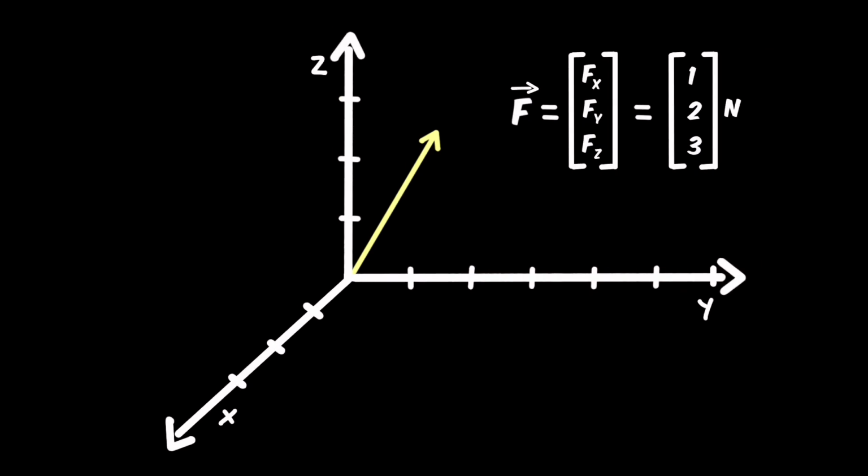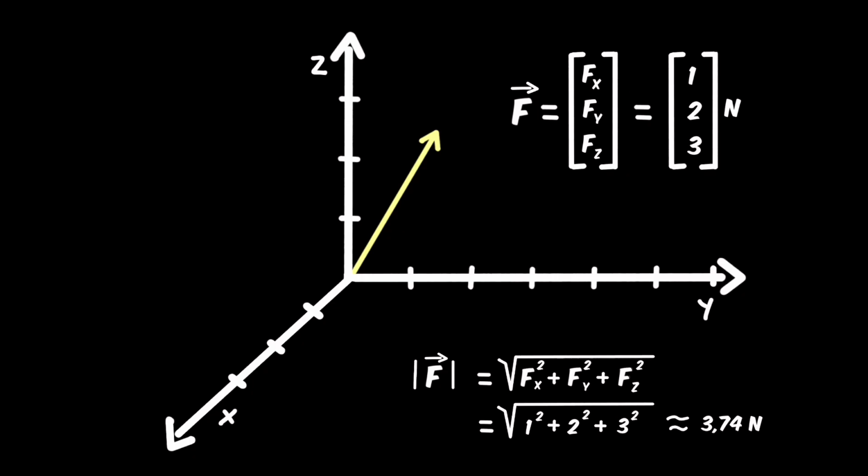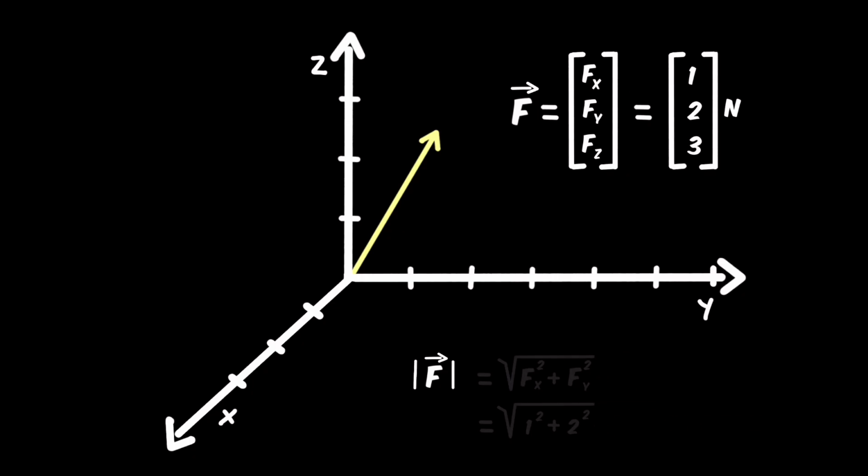The length of a vector's representative is essentially its size. If the components represent, for example, forces in the x, y, and z directions, then the length, the magnitude, corresponds to the total force. The length of this vector here, for example, can be computed using the Pythagorean theorem in three-dimensional space. For 2 dimensions, it works accordingly, and so on.